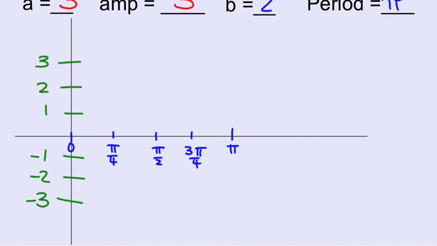Now, with the sine function, I say it starts in the middle. It goes up to the top of the amplitude. It goes to the middle again. It goes to the bottom of the amplitude. And then back to the axes. So how this looks with one revolution is like that.